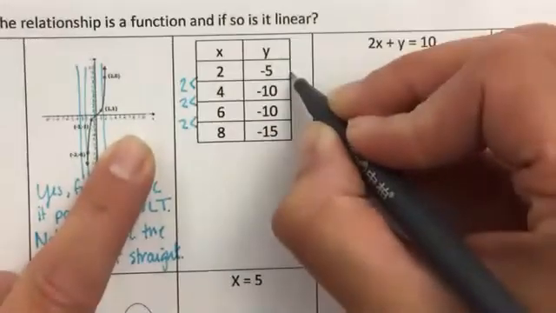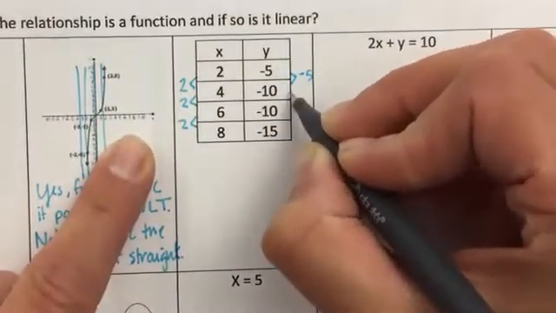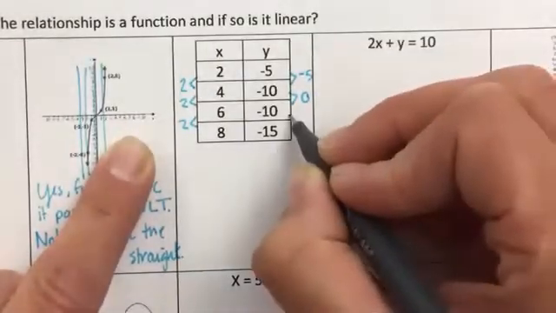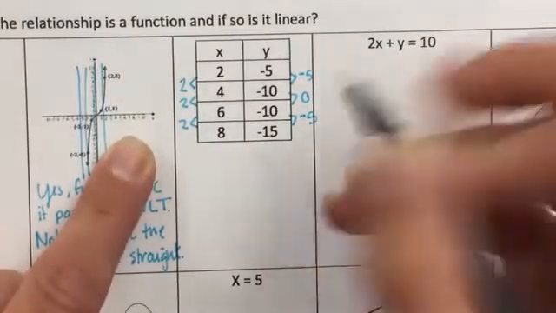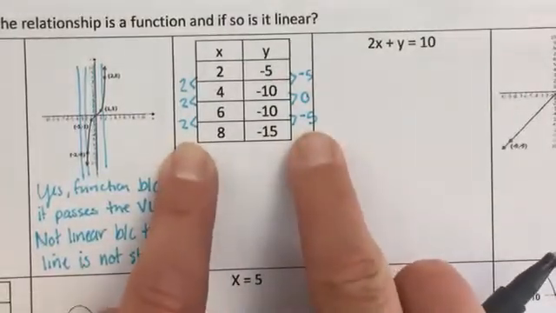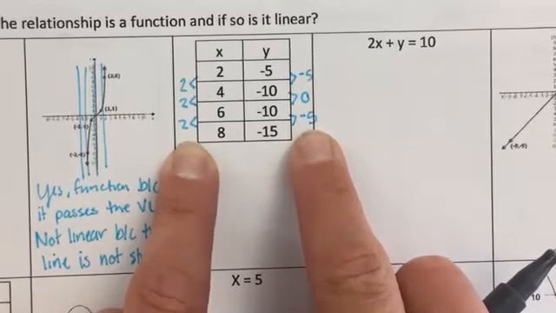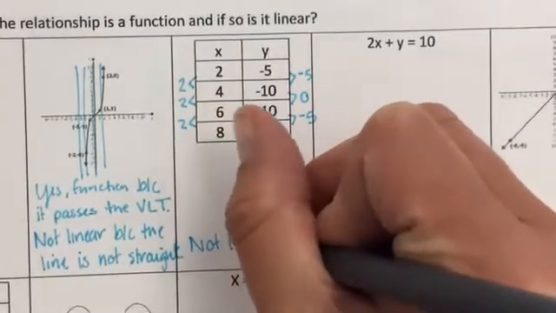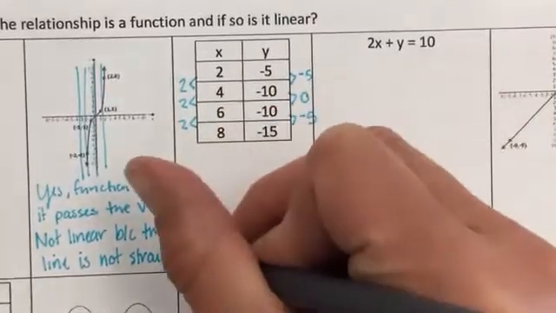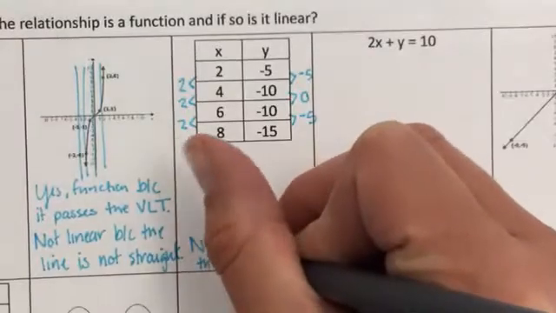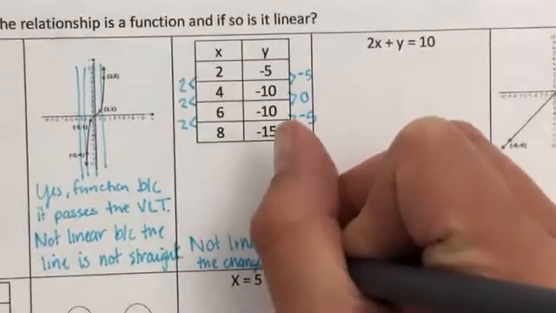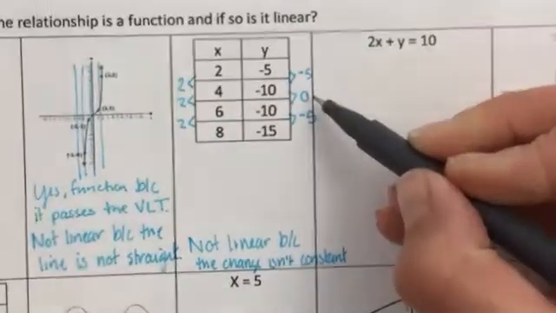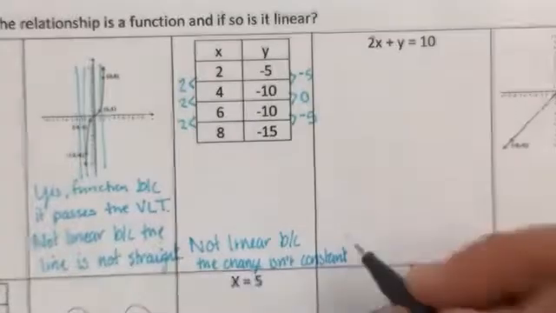Okay, what about over here? -5. Plus 5. Wait, what? No. Yeah, oh. 0. And then -5. Okay, so first off, is there a constant change? No. No, so what does that mean? It's not linear. Okay, so we know that it's not linear. And the reason is because the change isn't constant. Now, if this 0 had been a -5, we'd be good to go, but it's not.